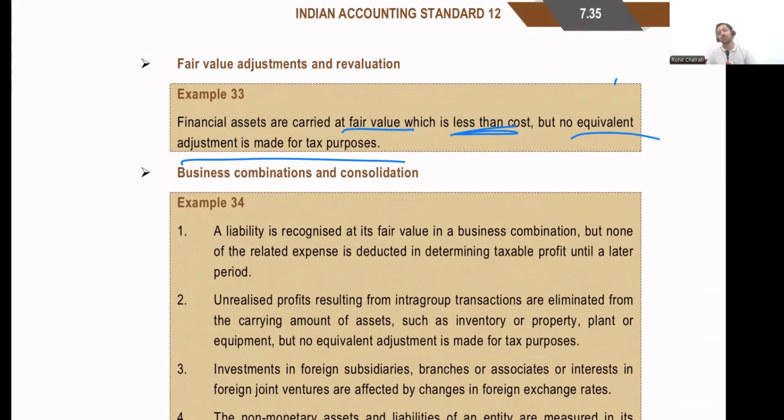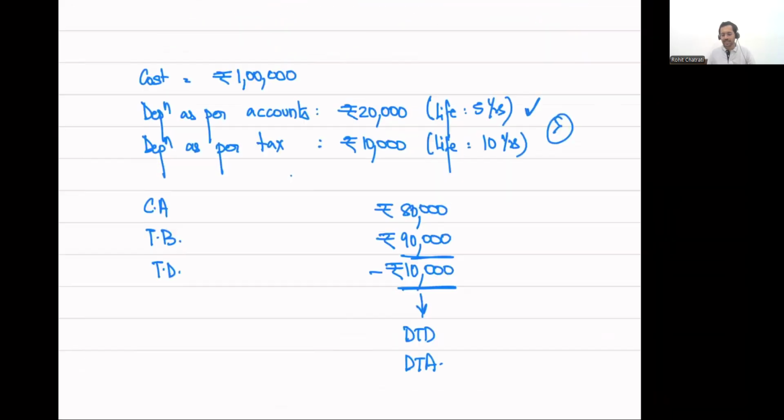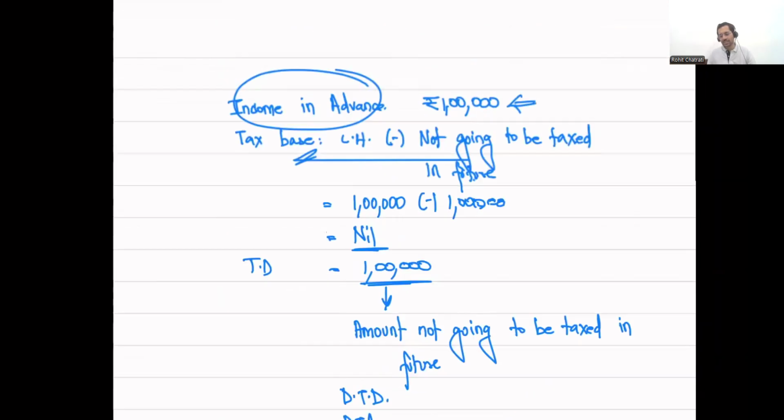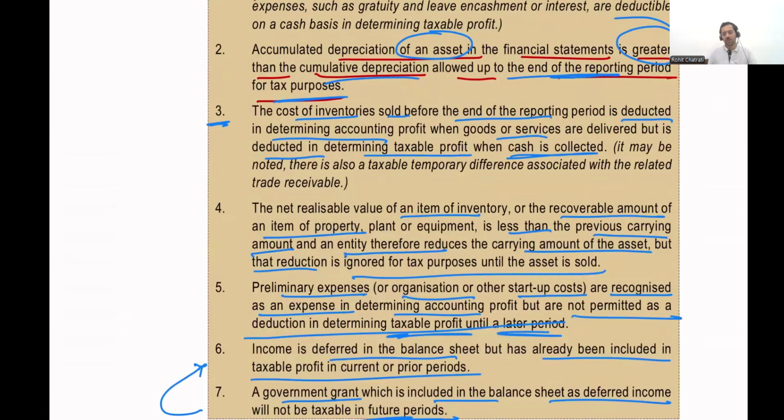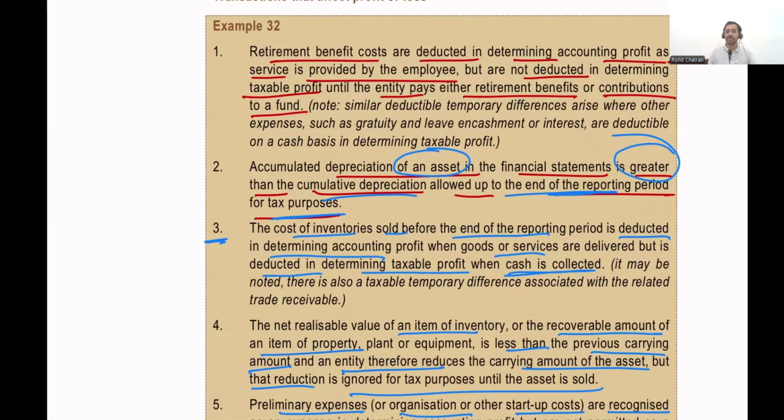All right, so we have seen two examples for deductible temporary differences as well, which is first example 32 and the other was example 33. Same way, we also saw examples for taxable temporary difference also, which was, I think, example 27 and 29.